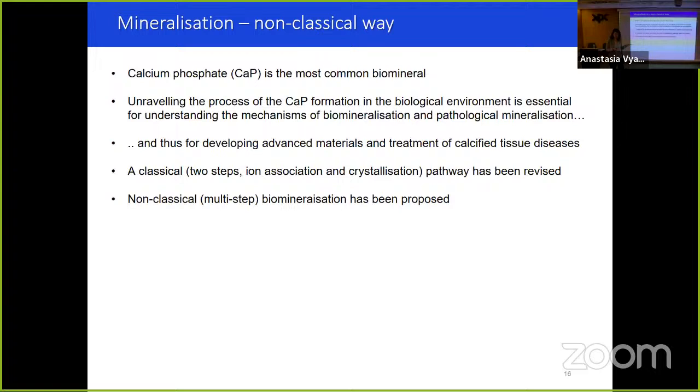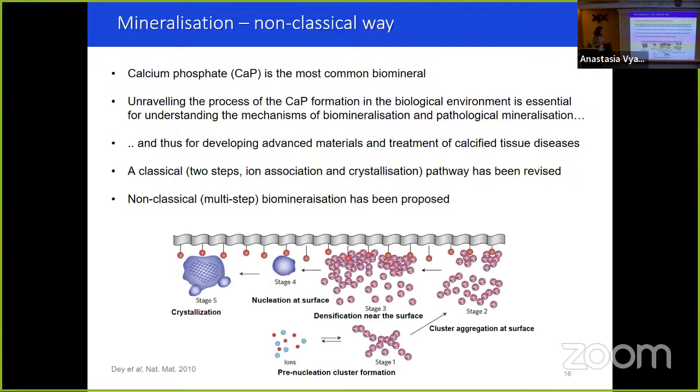The classical pathway of biomineralization has been revised. It was known to consist of two steps, ion association and crystallization. And recently, different approaches to the biomineralization process have been proposed. They are all based on multi-step biomineralization. Here you see one such process published a few years ago in Nature Materials. I will not go into details here, but we see that this process consists of multiple steps.